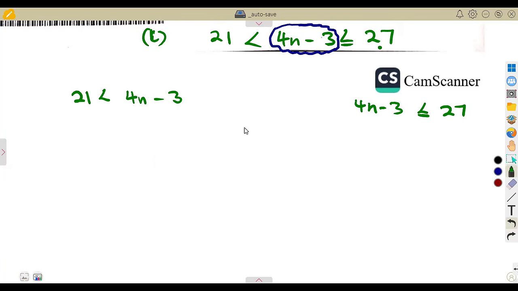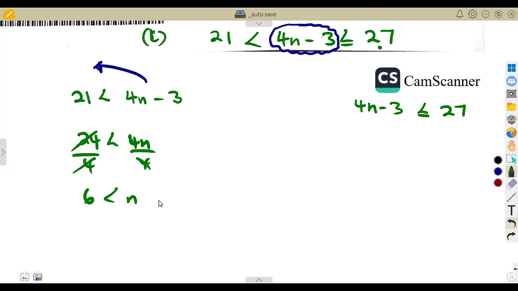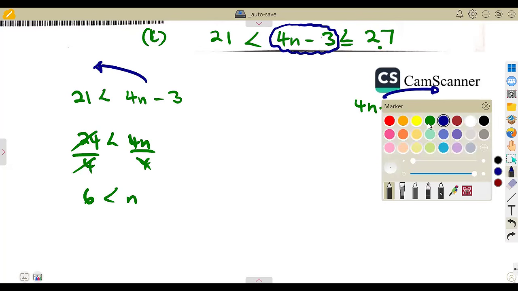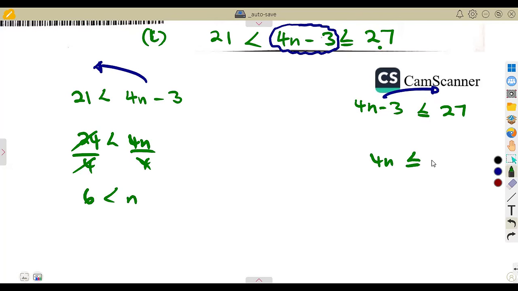So thus we've got two inequalities. These are inequalities that you are used to. So you can solve. Transpose the minus 3 to the other side, it becomes a positive, that is 21 plus 3. 24 is less than 4n, divide by 4. By 4, nothing is affected here. So 4 into 24, that's 6. Okay, on the other hand, you can transpose the negative 3, that will be a positive. So that's 4n is less than or equal to 27 plus 3, that's 30. Divide by 4 by 4.